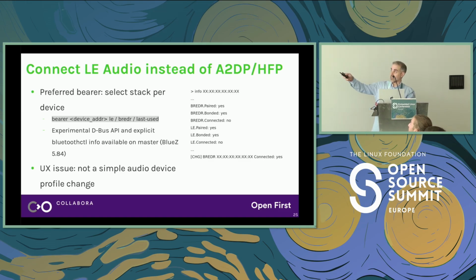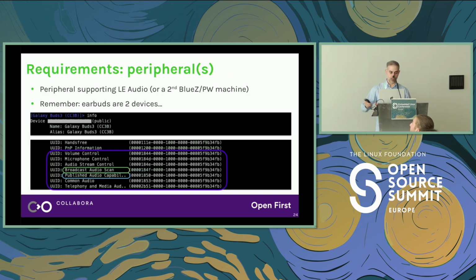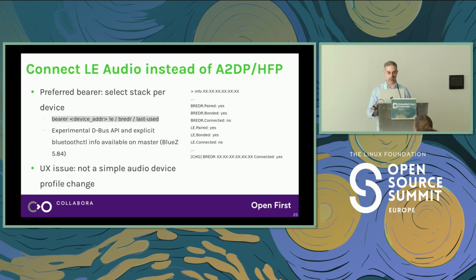That's where the bearer command comes in. So you can go to Bluetooth control and type bearer LE on your device. You have to have your device connected first, and when it is connected, in the info command from the previous step, you should be able to see somewhere below the profiles, it should say bearer something. The default value is the last used bearer, which will connect to the last used bearer. But you can change, and you can connect LE, or you connect BR-EDR.